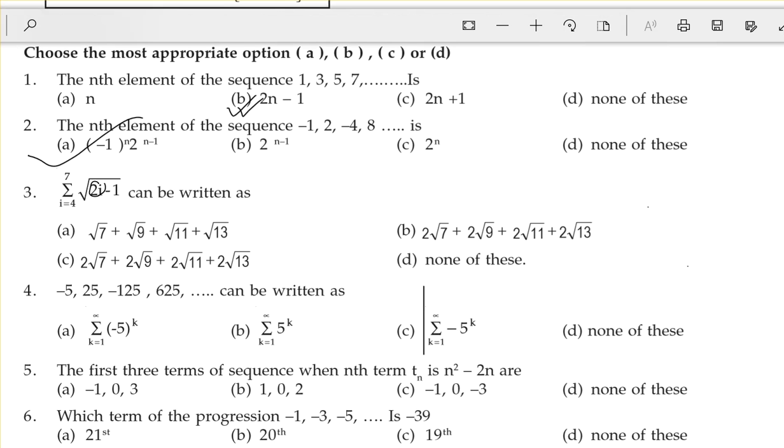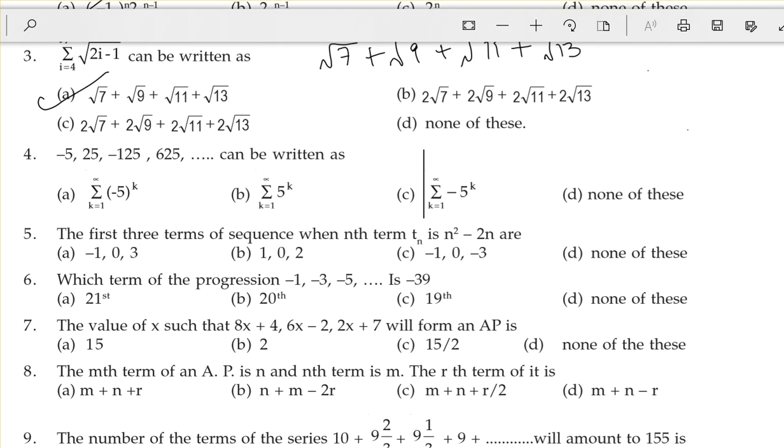So 2 4s are 8. 8 minus 1, that is 7. So root 7 plus what comes after 4? 5. So 2 5s are 10. 10 minus 1, that is 9. So root over 9. Then 6. 2 6s are 12 minus 1, that is 11. And then 2 7s is 14 minus 1, that is 13. So this is our answer A.